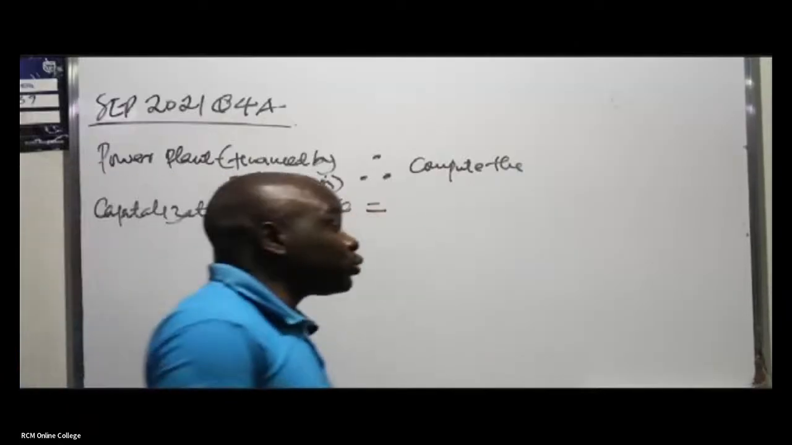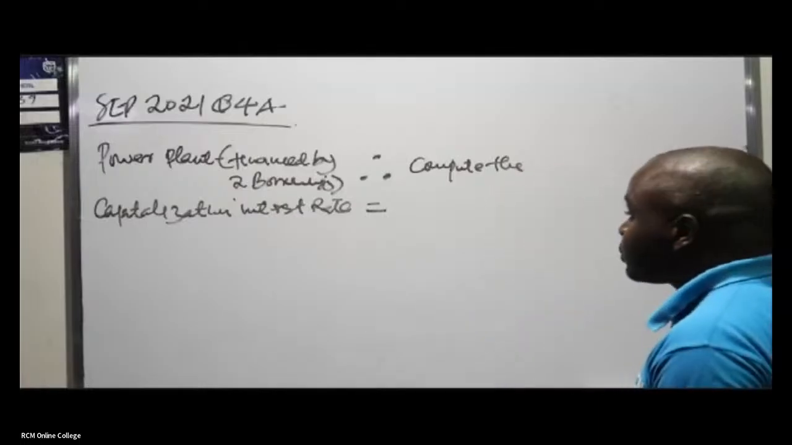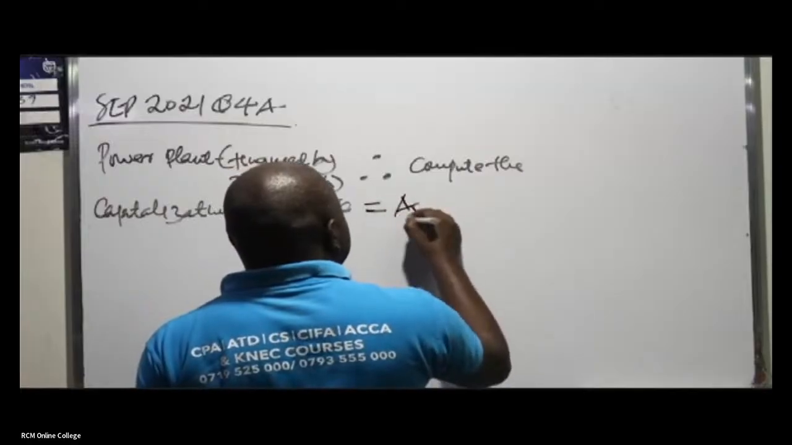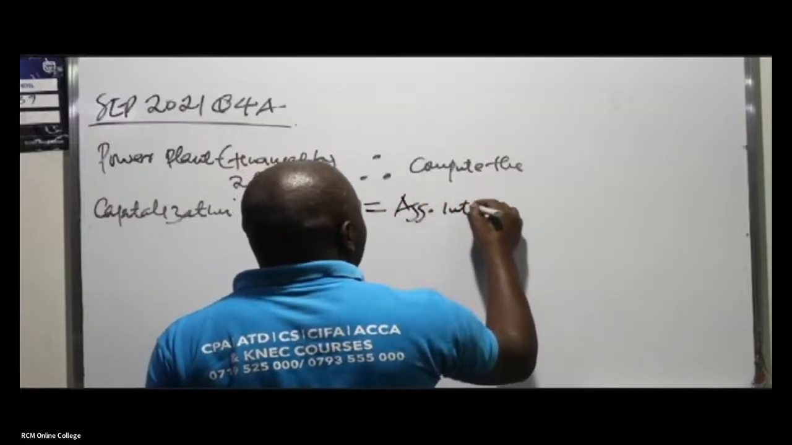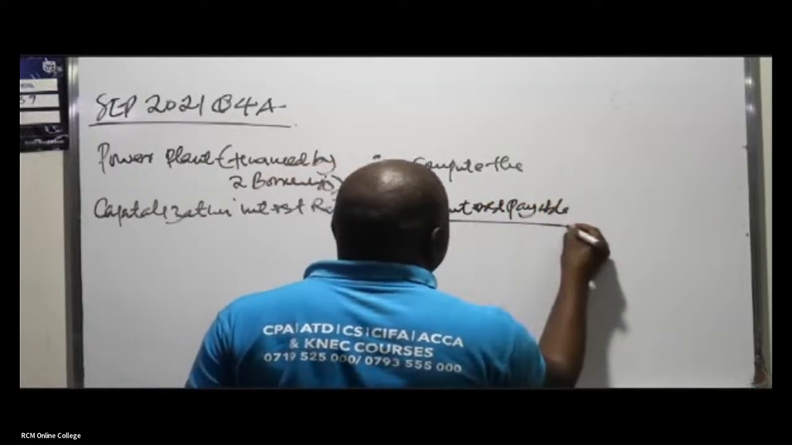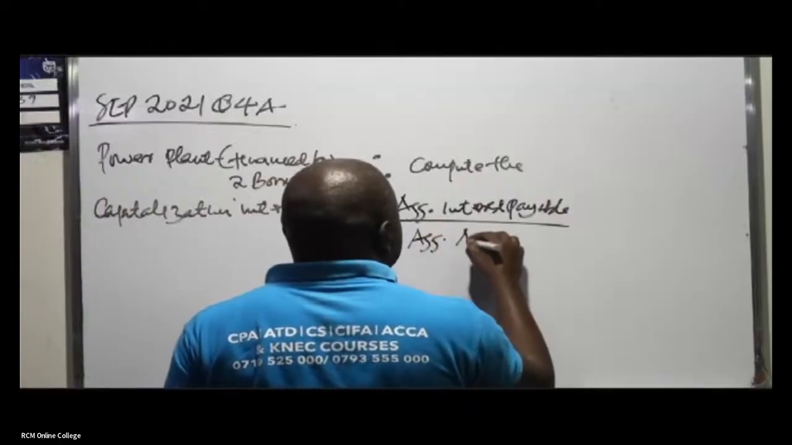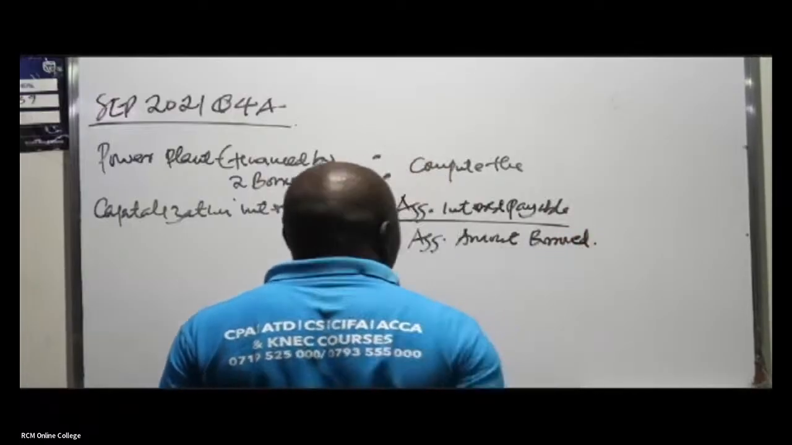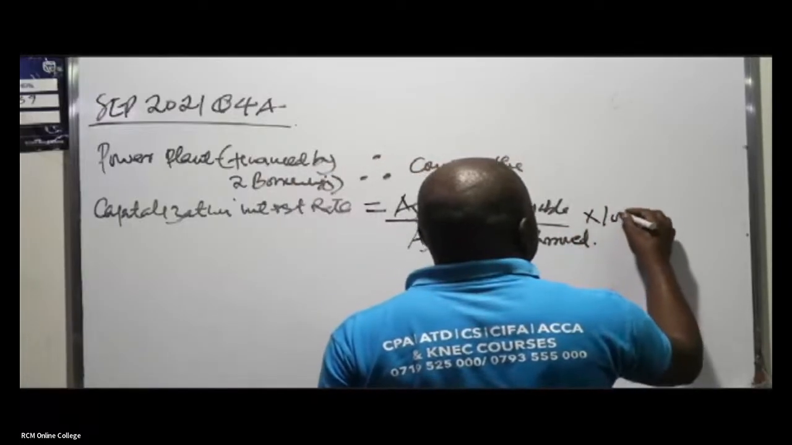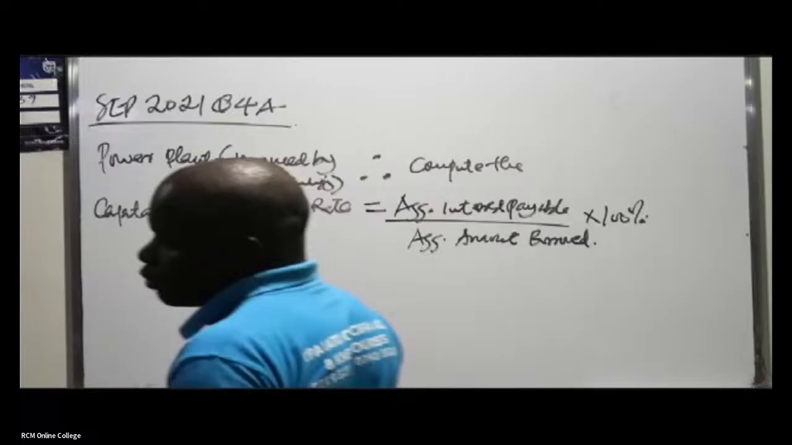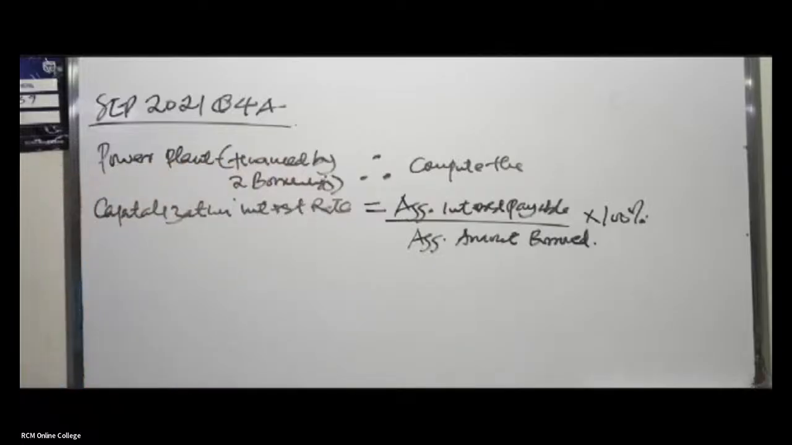Of course, you must always remember the formula. If you want these things to stick, you have to always first of all state the formula. The capitalization interest rate is the aggregate interest payable divided by the aggregate amount borrowed, multiplied by 100%. So for each and every loan from the two, we'll be able to get how much the interest was.